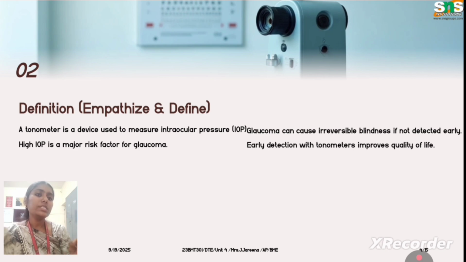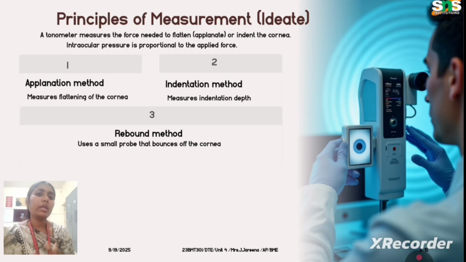If the pressure is maintained at an equal level, then we have proper sight, proper vision. If it is not maintained within that limit, then we will end up with high IOP that leads to a major risk, which is called glaucoma. So early detection with the help of such a device called a tonometer really helps people and also improves the quality of life. So that is the empathy and problem definition part of this tonometer.